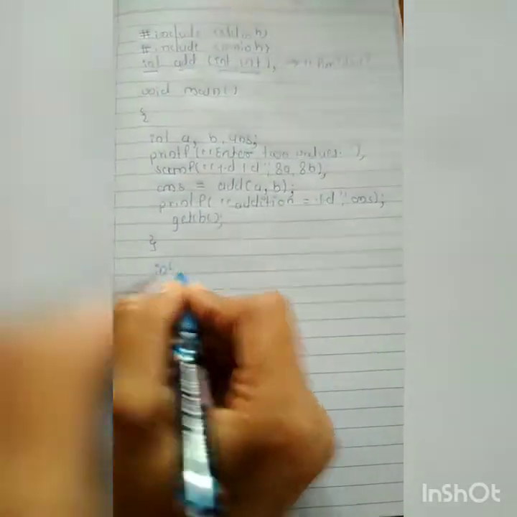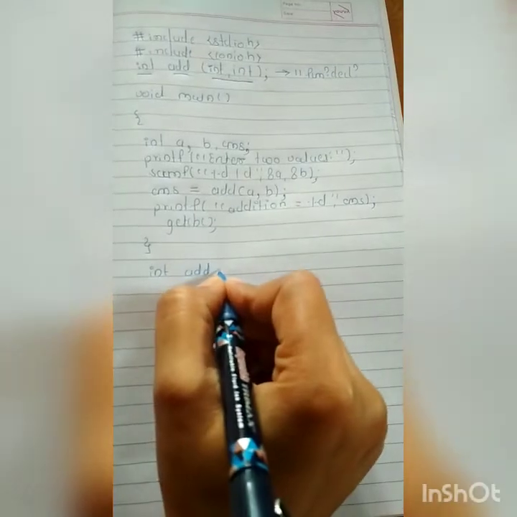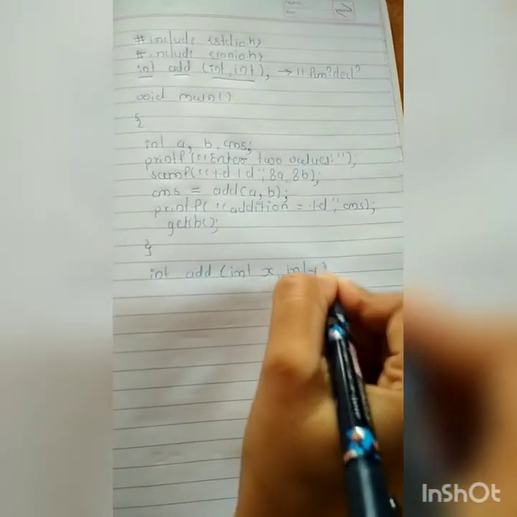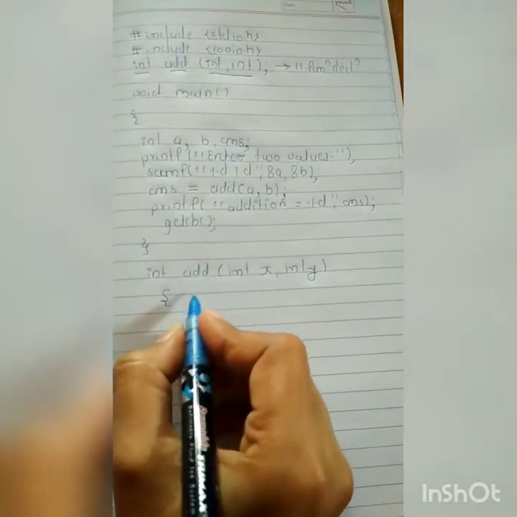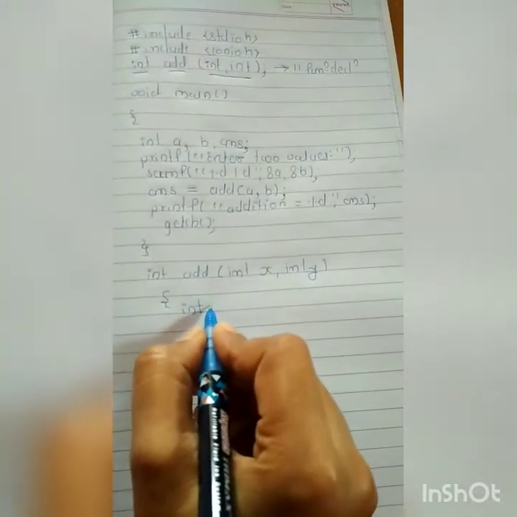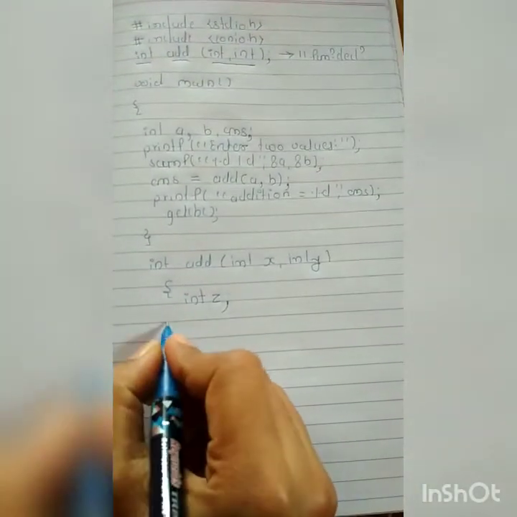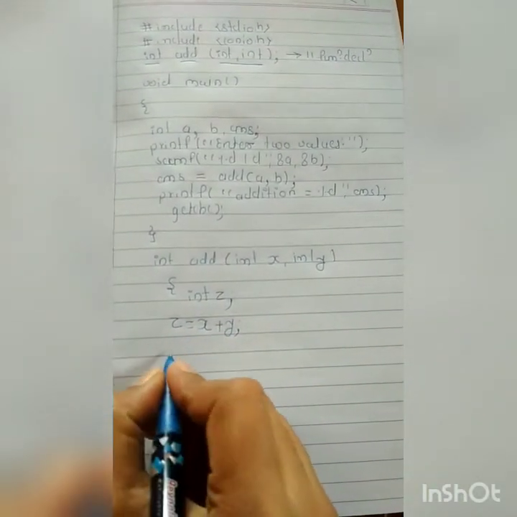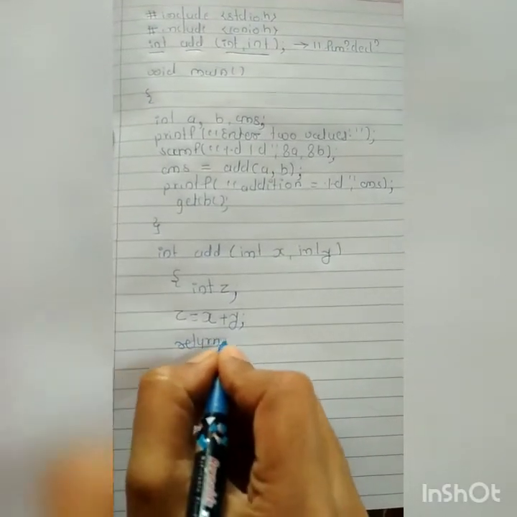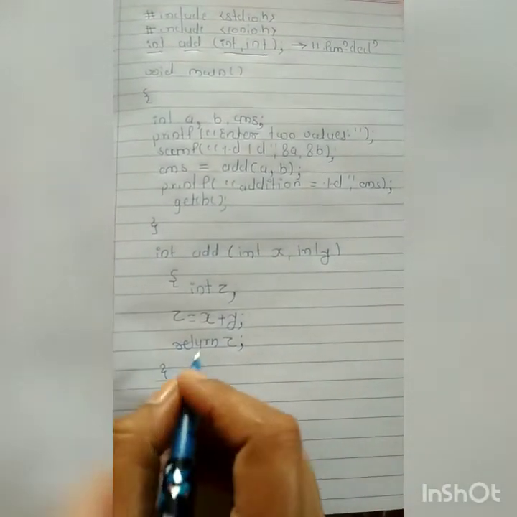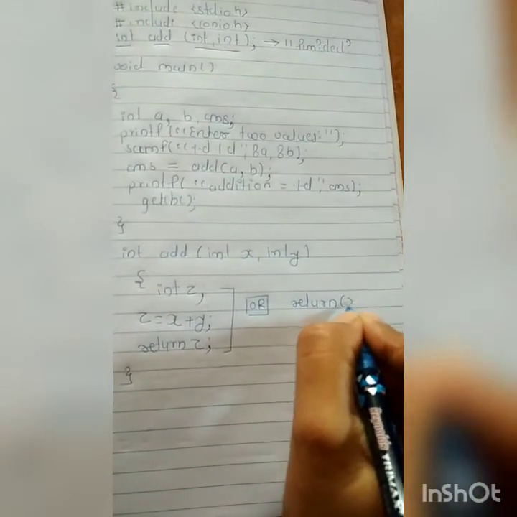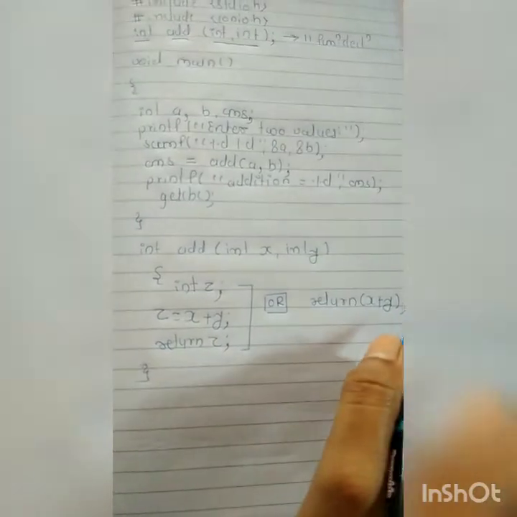After that, we define the function addition. Here we take two variables, integer x and integer y. In the addition function, we take one variable, integer j, perform the addition operation, store the result in the j variable, and return that j variable to the called function. Instead of these statements, we can also write return x plus y. This is also valid.